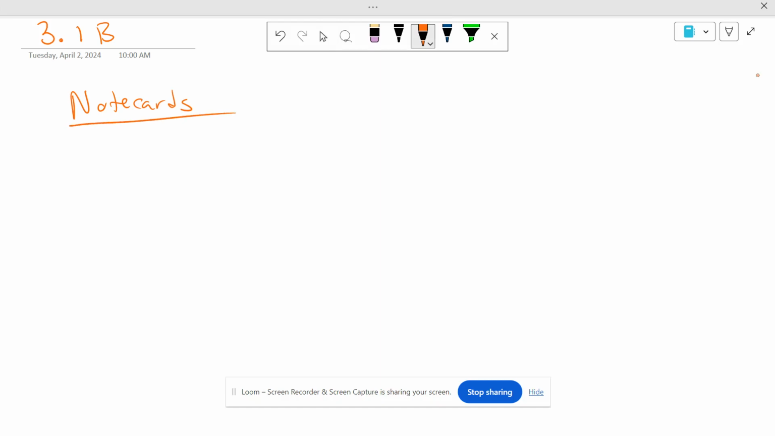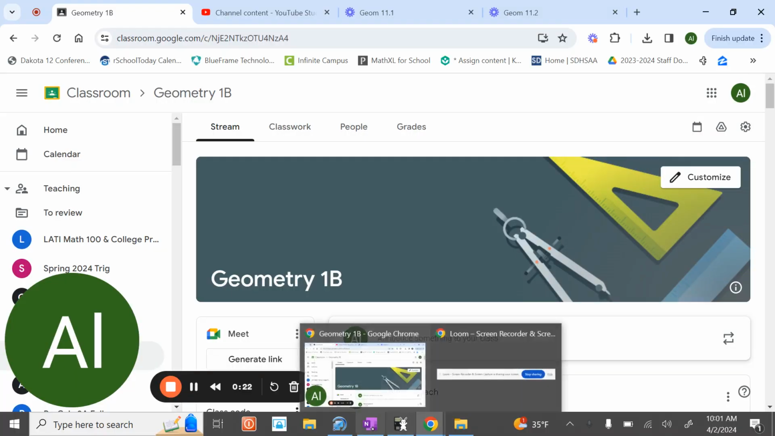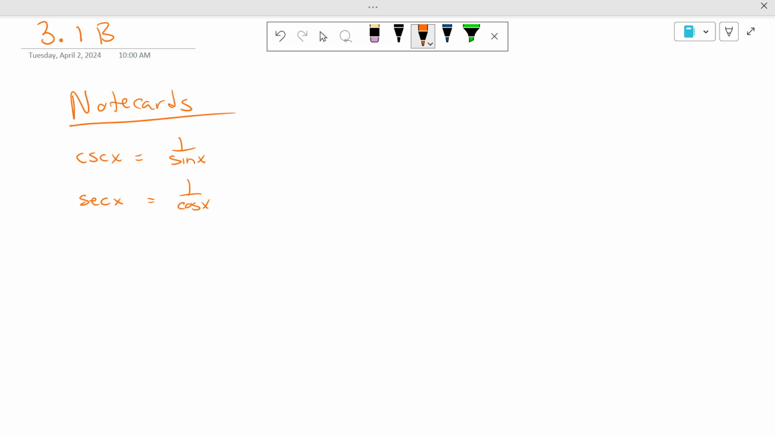All right. First thing is that we're going to say that the cosecant of x is equal to 1 over sine of x. The secant of x is equal to 1 over cosine of x. The tangent of x is equal to 1 over the cotangent of x. And the tangent of x is also equal to sine of x over cosine of x.